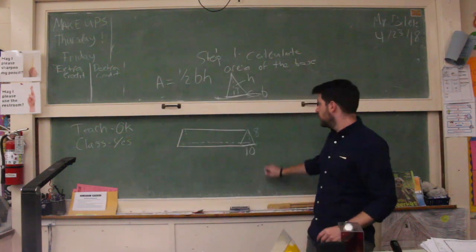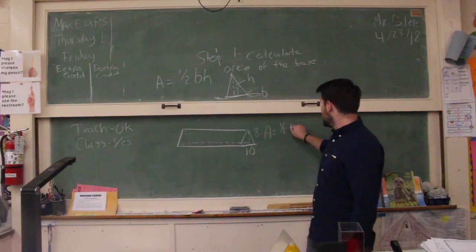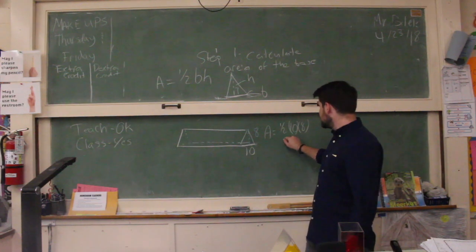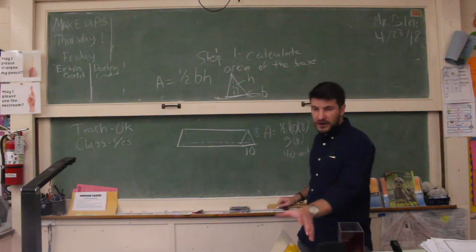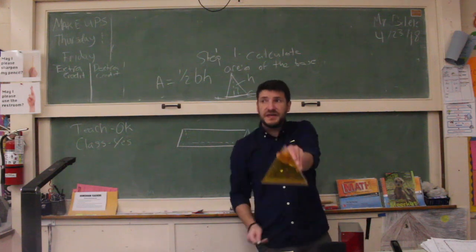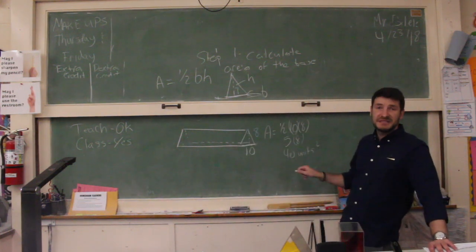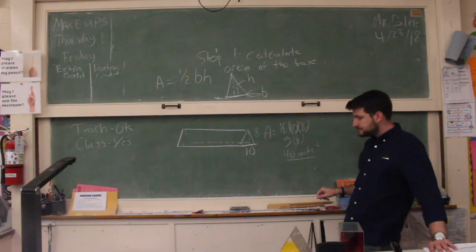So, let's put it in the formula. Area equals 1/2 of 10 times 8. We know that 1/2 of 10 is 5, and 5 times 8 is 40, so this is 40 units squared. That's the area of this base. You can also do 10 times 8 and divide that by 2. You'll still get 40 units squared.